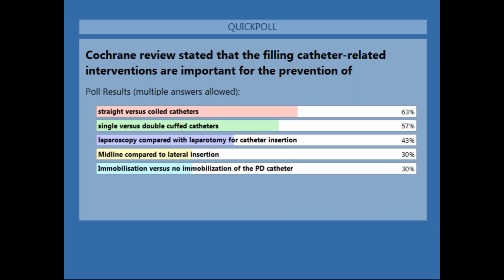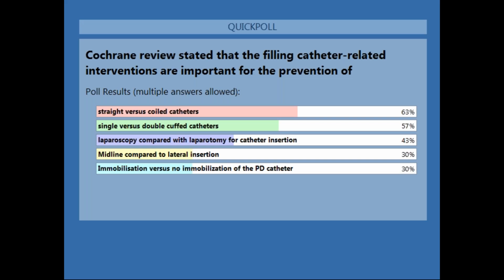Now I can see from this that there are multiple different choices that people have selected, and I'm sure most of you are right in most of what you've said. But when you think about the Cochrane review and the very high standard of evidence that they look at, what they believe in through their randomized trials is that the only thing that determines the success of your PD catheter and prevention of peritonitis is the use of straight versus coiled catheters.